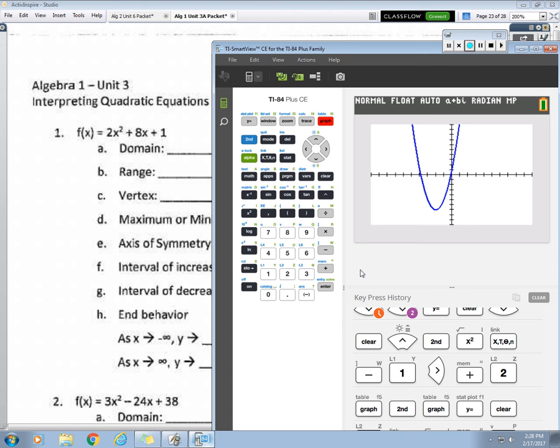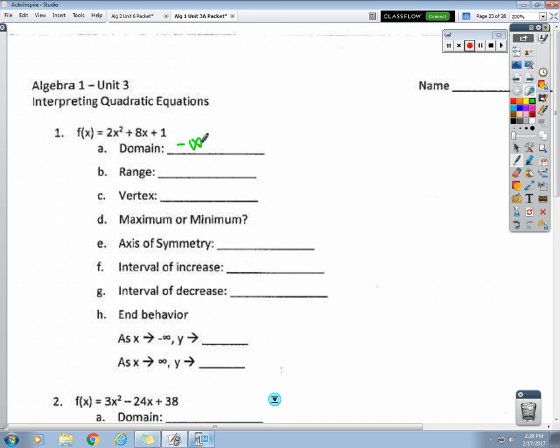So what is the domain? Domain. How far left will you go? Right. Haven't you kind of noticed every parabola has the same domain of negative to positive infinity? Now, let me just say this. In the future, you're going to learn about parabolas that actually open right and left. And when that happens, your domain will no longer be all real numbers. But for right now, since we're only dealing with parabolas that open up and down, your domain is always going to be negative to positive infinity.